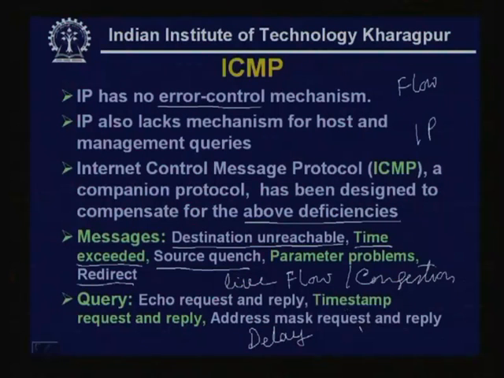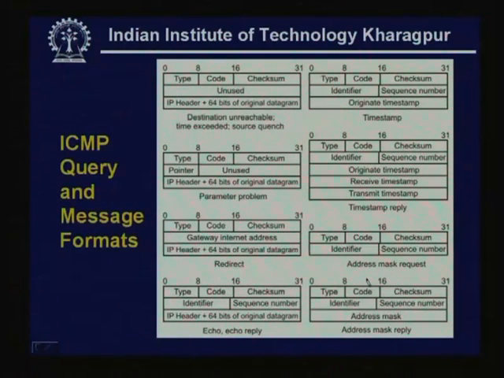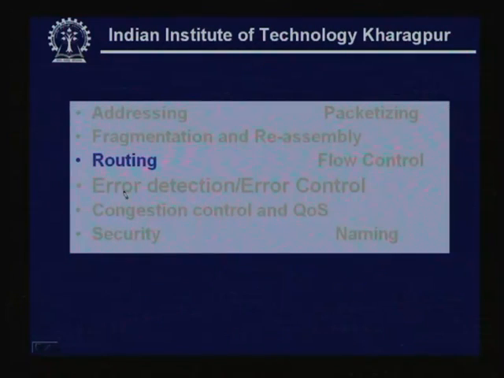Then address mask request, that means a particular station may not know about the subnet mask. So, that can be queried and it can get the reply. And for that purpose there are a number of message formats which are shown here. For example, destination unreachable, time exceeded, source quench, then timestamp request, timestamp reply, and so on, which let us not discuss in detail. Then comes the question of routing.